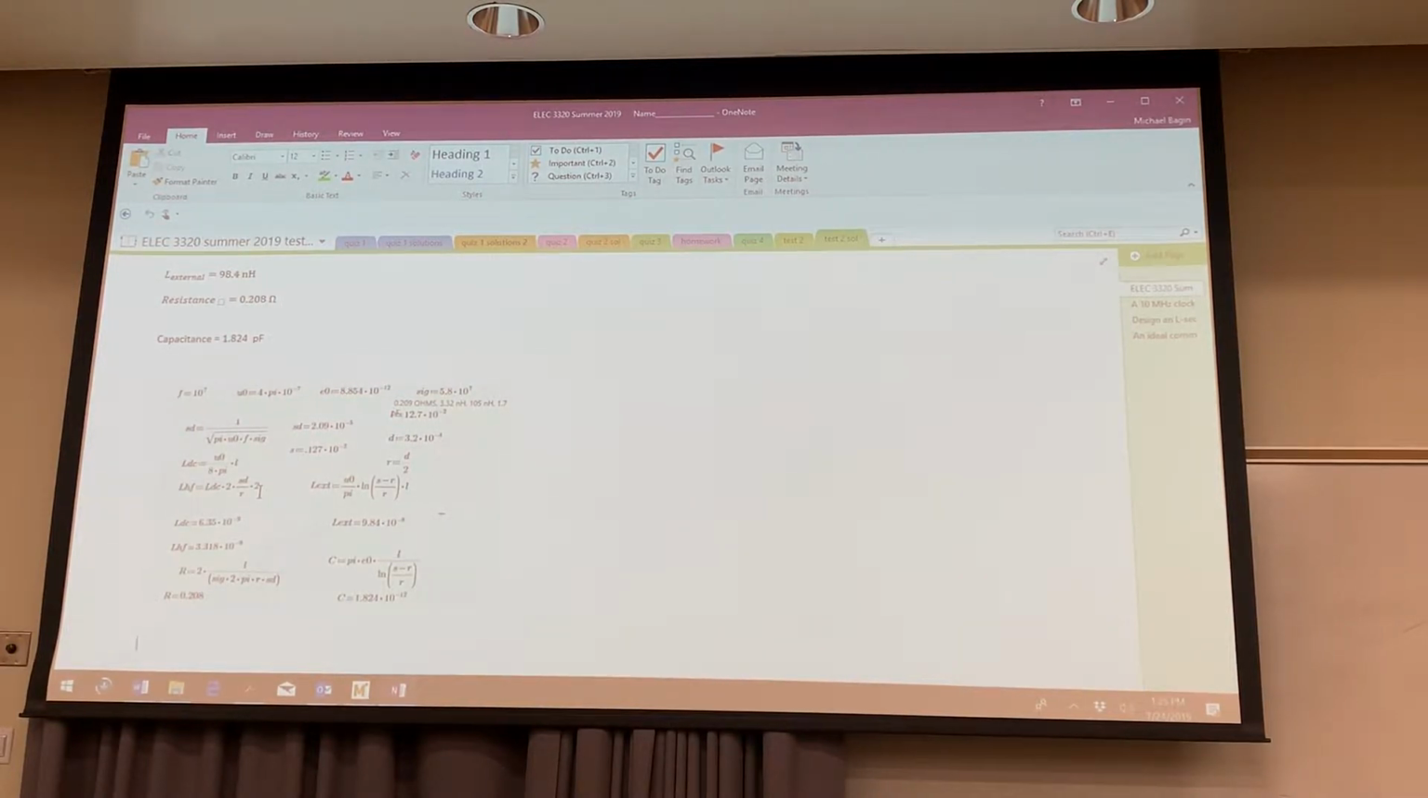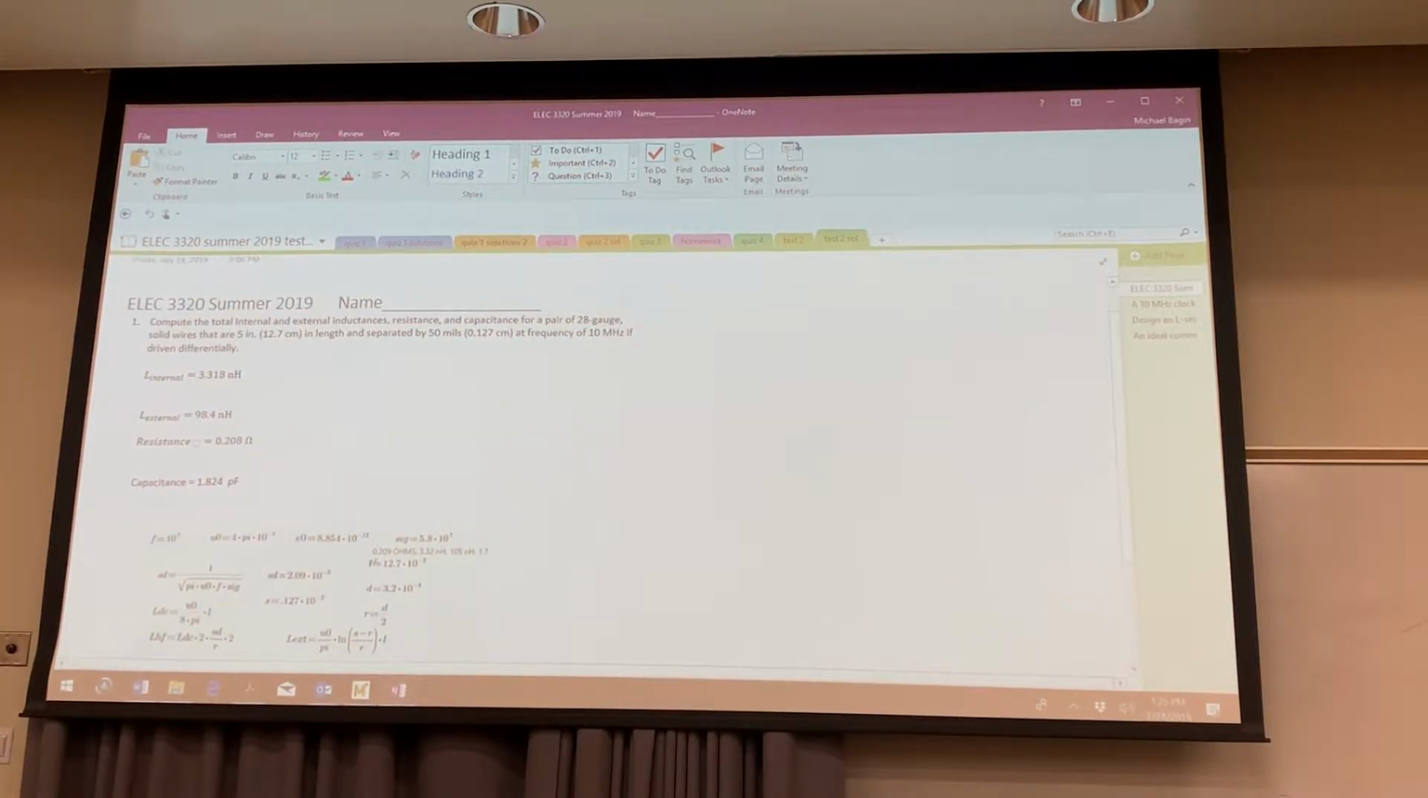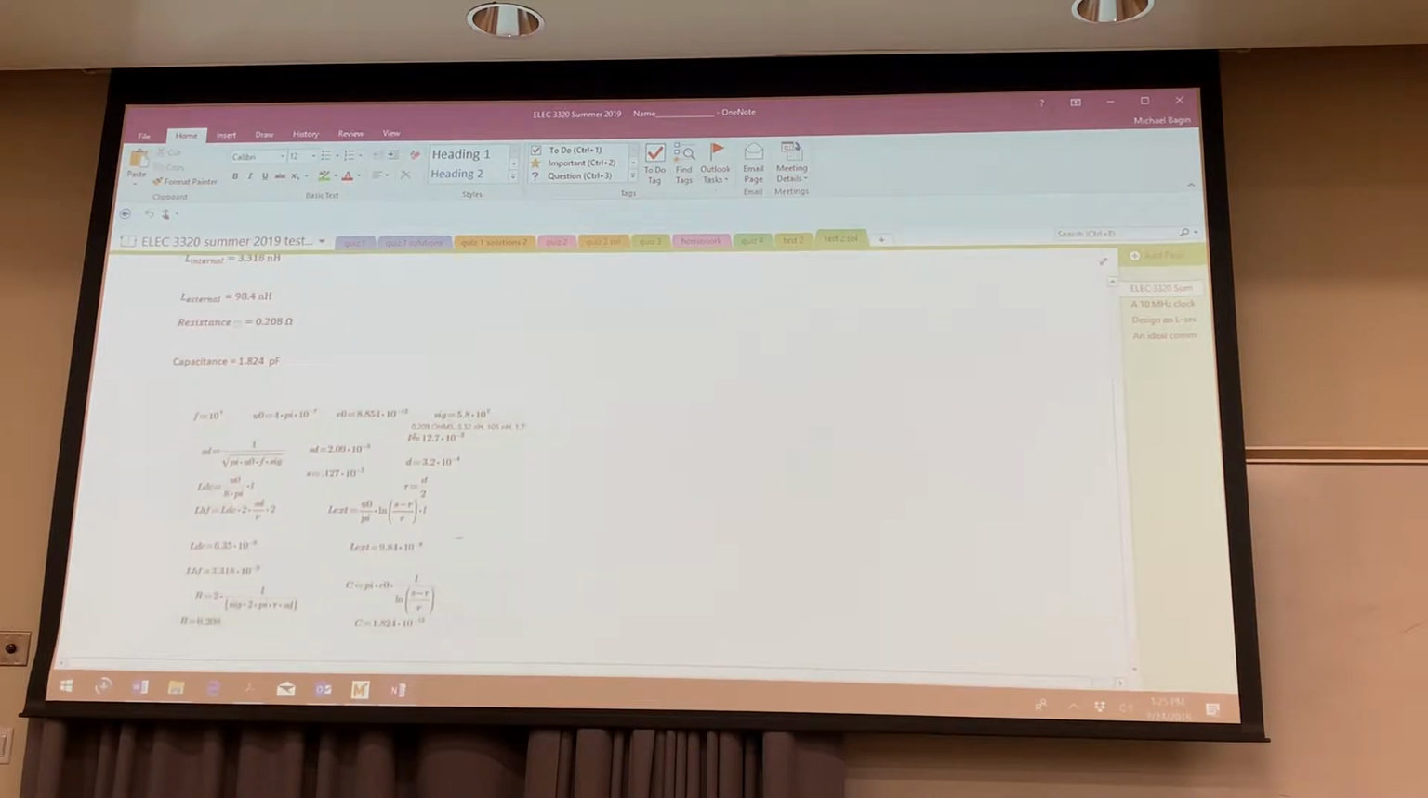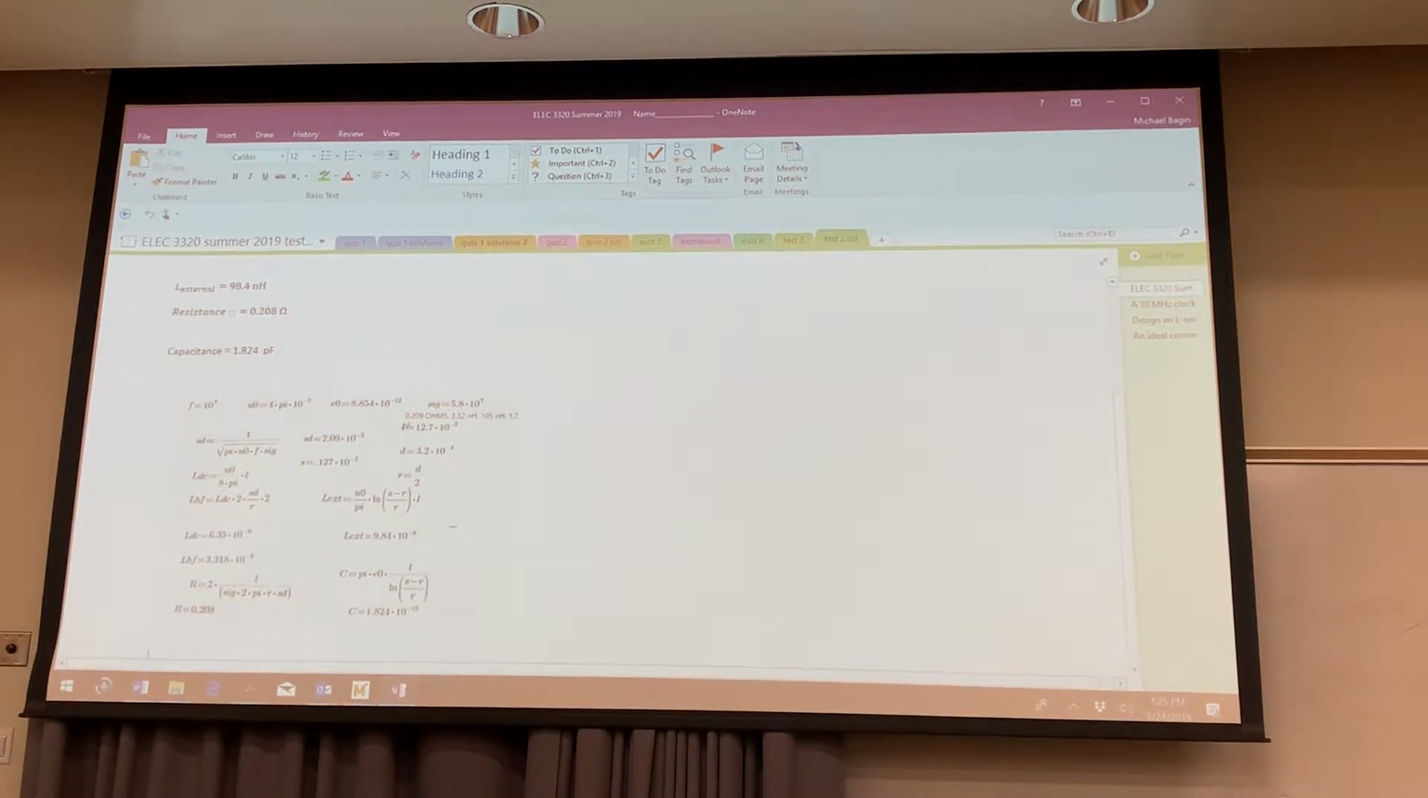When you do that, down here is the work for it, but then you'll find the internal inductance is 3.318 nanohenries, and that's based on this calculation and this. And this is just 2 times the skin depth divided by the radius times the DC inductance. Now other people remember the formula where it's all condensed into one. Either one's fine, but you had to remember to multiply by 2.